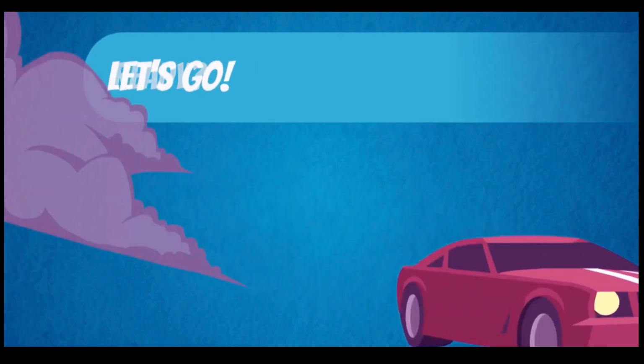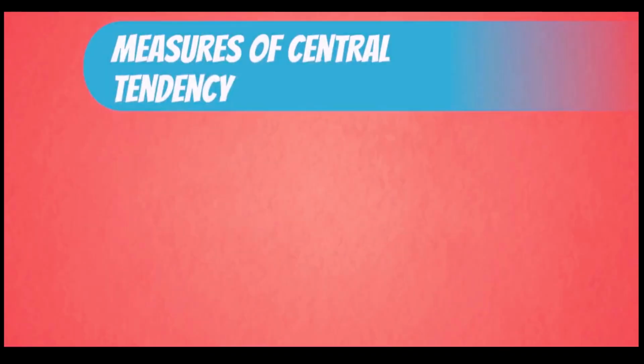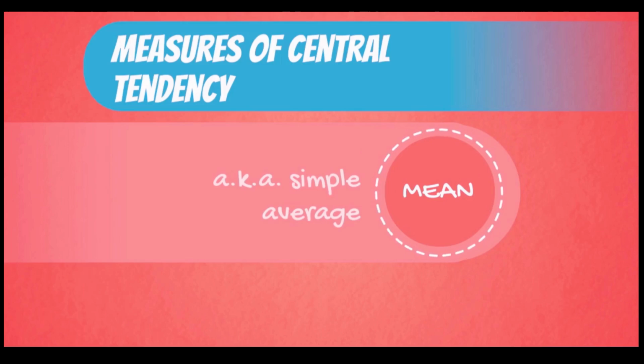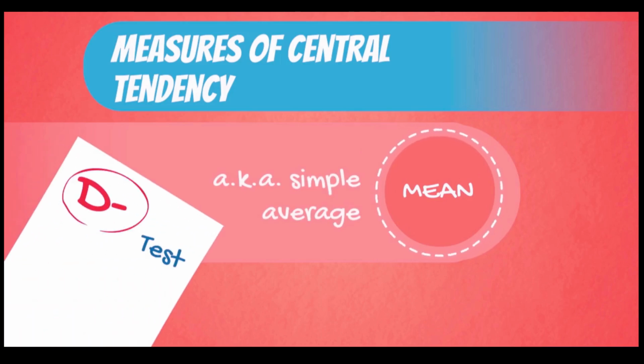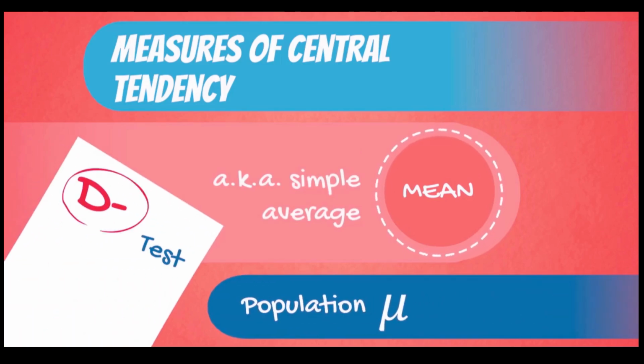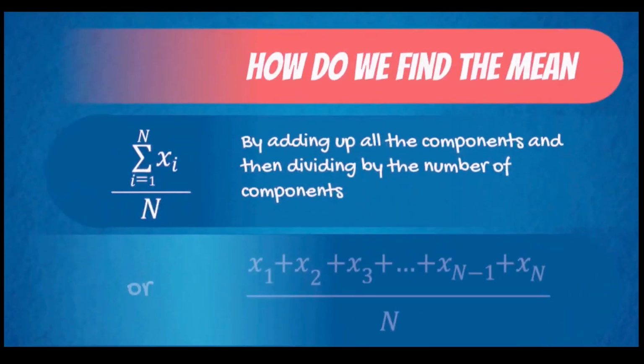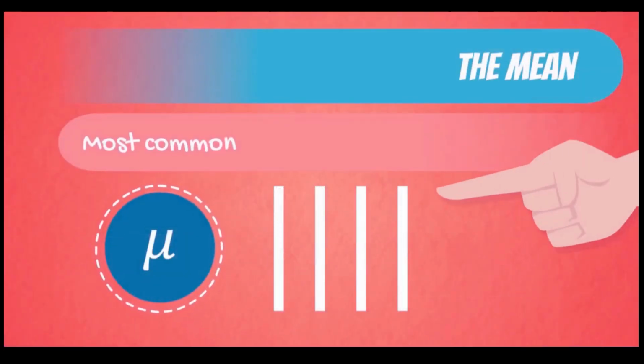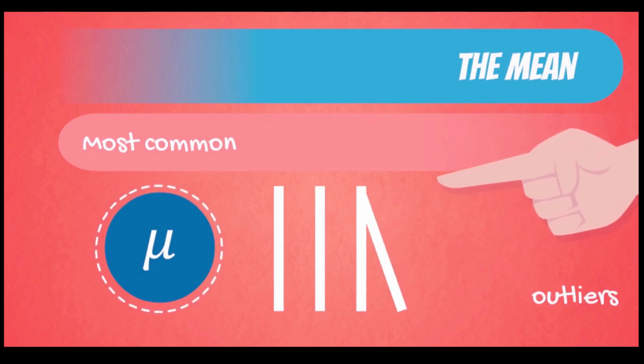Ready? Let's go. The first measure we will study is the mean, also known as the simple average. It is denoted by the Greek letter mu for a population and x bar for a sample. These notions will come in handy in the next section. We can find the mean of a dataset by adding up all of its components and then dividing them by their number. The mean is the most common measure of central tendency, but it has a huge downside. It is easily affected by outliers.